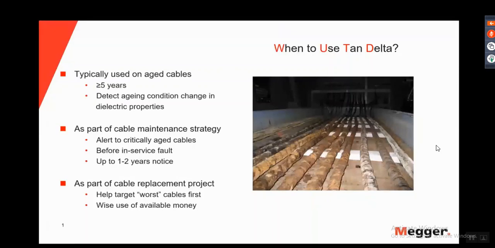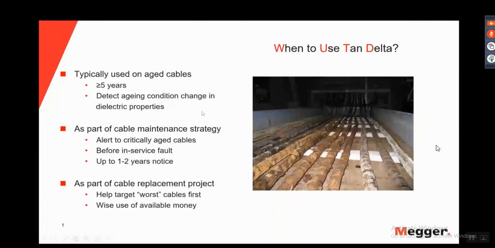So what we're going to do is go into when to use tan delta. Of course, it's typically used on aged cables, 5 years and greater, and we also use this to detect aging condition and changes in dielectric properties of said cables. As you can see in this picture here, to my right, this is a cable tray with old cables sitting in it, a service-aged cable.